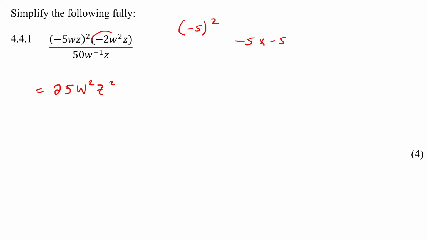The next part, I look at this. There's nothing we can do there, so I just leave it like this. This little dot just means I'm multiplying these two parts together. At the bottom, there is absolutely nothing I can do.